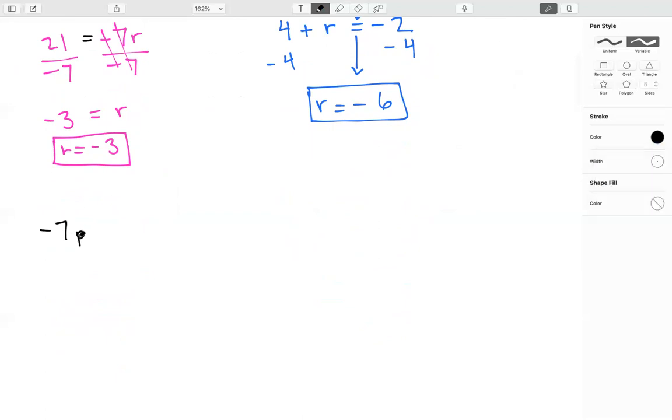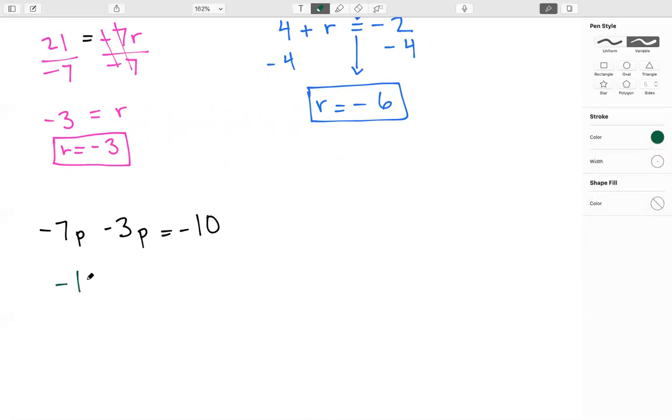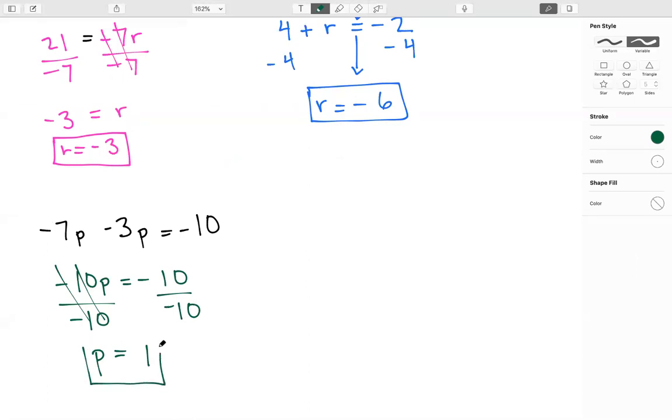Negative 7p minus 3p equals negative 10. Okay. First thing is we want to combine our like terms. Negative 7p minus 3p. So we're negative 7 already, and we go 3 more negative. That brings us to negative 10p equals negative 10. Now we want to divide this coefficient of negative 10 on both sides. Negative 10s cancel. p equals 1, because negative 10 divided by negative 10 is 1. And box.